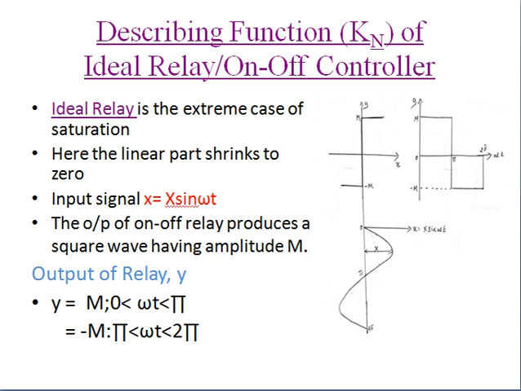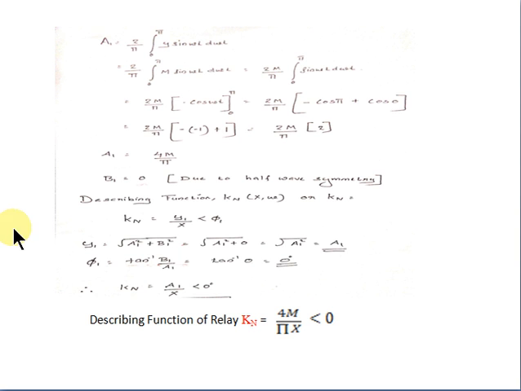That's all about the describing function of the relay. This describing function of the relay, kn equals 4m by pi x angle 0, is very important. We need to study the describing function of relay, dead zone and saturation, and the equation of the describing function of the relay is kn equals 4m by pi x angle 0.